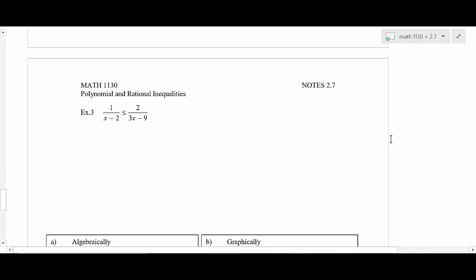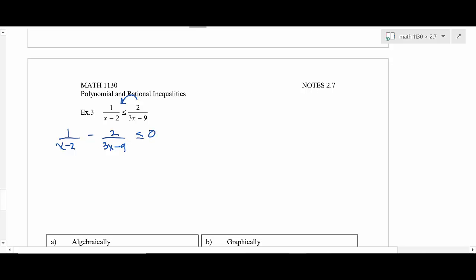I'm going to do one more of these, and then we'll take a break. This one's probably the hardest to do just because of the algebraic process you have to deal with here. First thing you have to do is get one side being 0. So we're going to write this as 1 over x minus 2 over 3x minus 9 is less than or equal to 0.